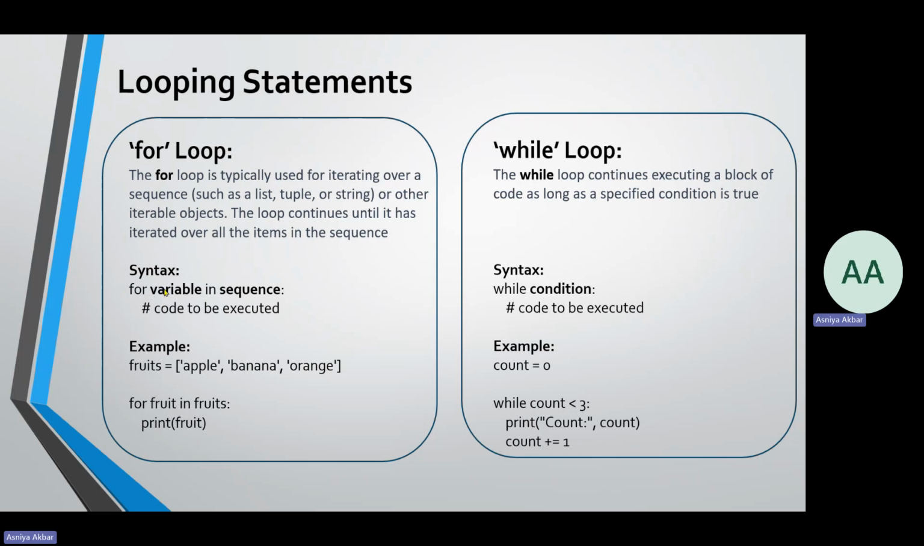You have to give the keyword for. This is the iterating variable. This variable name can be anything, and then you have to give a membership operator which is in, and the name of the sequence which it is going to iterate over, and then a block of code that has to be executed. For example here, I have a list which has apple, banana, and orange. I'm going to say for fruit in fruits, and then print fruit. So what will happen is that fruit, which is an iterating variable, in the first loop is going to print apple, second loop banana, third loop orange.